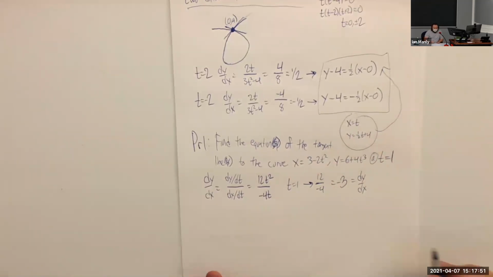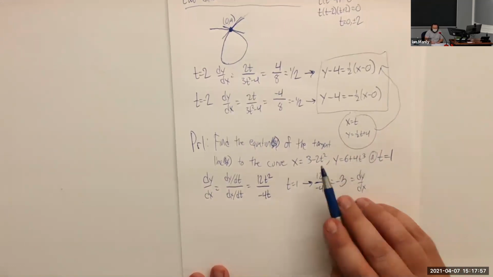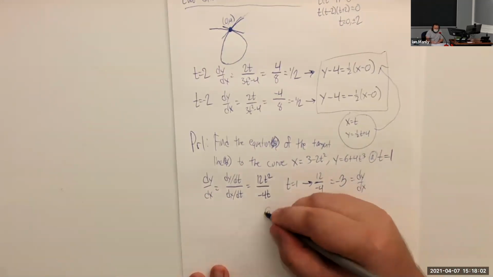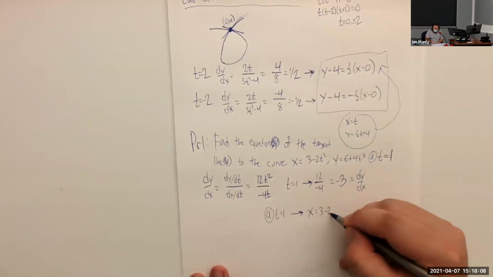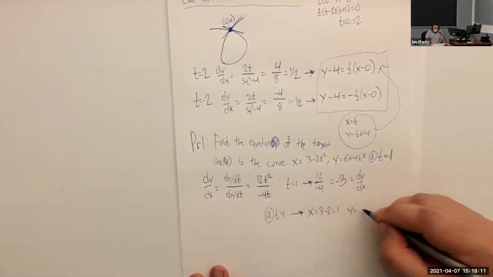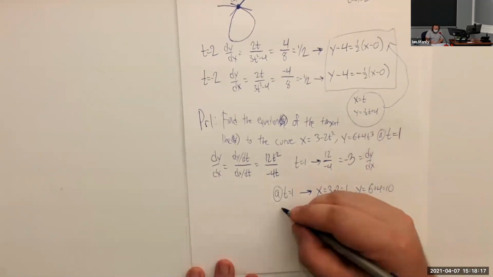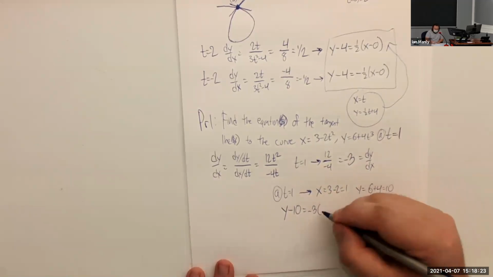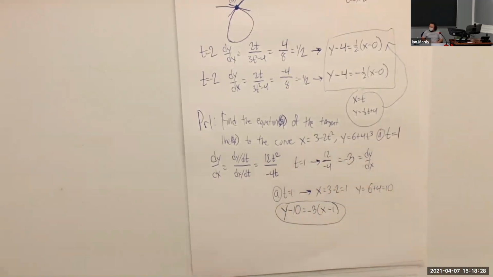All right, now we need to know what point this is occurring at in order to use the point slope formula for our tangent line. So we plug t equals 1 into here. So at t equals 1, we have that x is 3 minus 2, which is 1. And we have y is 6 plus 4, which is 10. So in summary, this means that our tangent line has the equation y minus 10 is negative 3 times x minus 1, just as you guys predicted. There we go. There's going to be our tangent line right there.